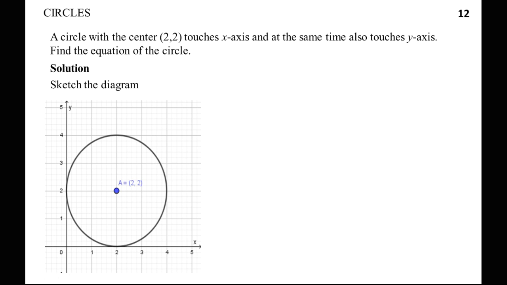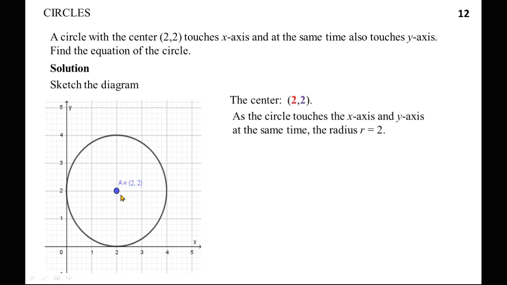And the circle must touch the x-axis. If we can imagine and sketch it in the Cartesian diagram, the circle will touch the x-axis perfectly when the value of x equals 2. And at the same time, the circle will touch the y-axis at y equals 2. So the center is (2, 2). As the circle touches the x-axis and y-axis at the same time, the radius will be 2. We can see it from the diagram.